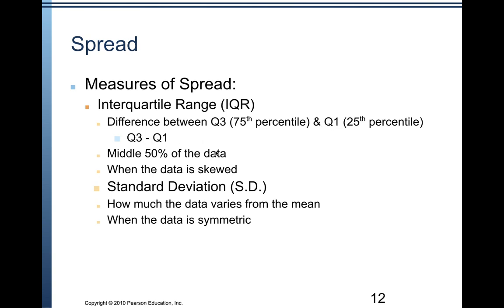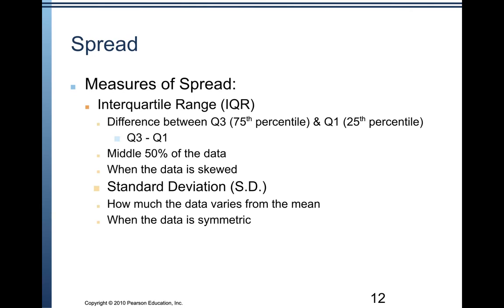So if you can imagine, if you had a bunch of numbers and you ordered them from least to greatest, you could take that set of data and divide it into quarters. Q1, the first quarter, would be where the 25th percentile is. The second quarter would be the middle, that would be the median. The third quarter would be the 75% mark, the 75th percentile.